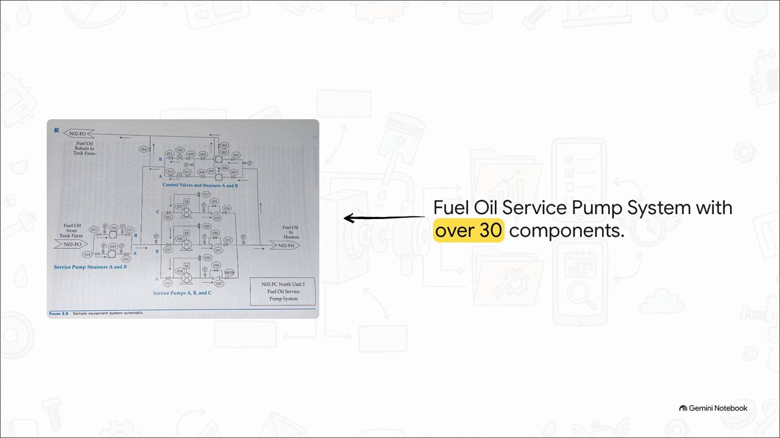Think about a single fuel oil service pump system for a large steam unit, the primary system for pressurizing and delivering fuel oil to the boiler burners. Just in this one single system, there are over 30 individual components. We're talking multiple pumps, control valves, 4 different strainers. If you just filed all of that under a broad fuel oil system folder, you'd completely bury the unique history of every single one of those 30 distinct parts.